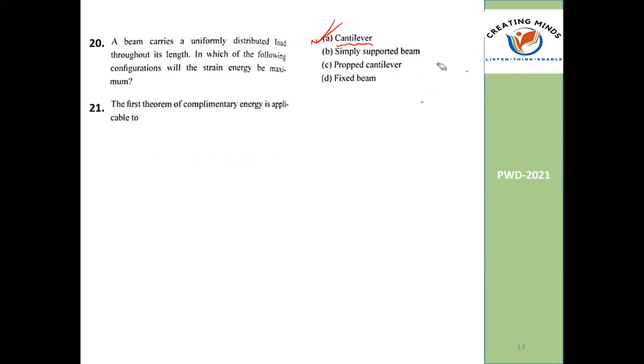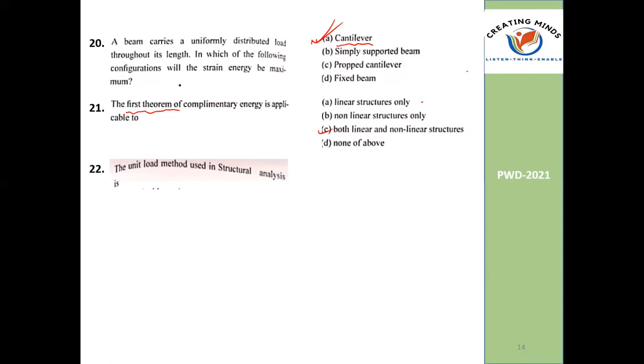The first theorem of complementary energy is applicable to: linear structures only, non-linear structures only, or both linear and non-linear? Both, sir, because I'm talking about the first theorem. The second theorem is linear only.